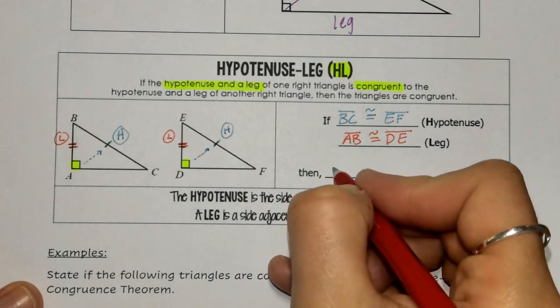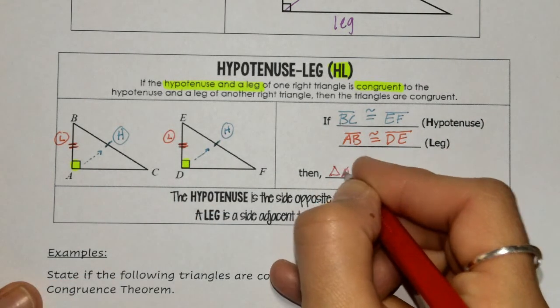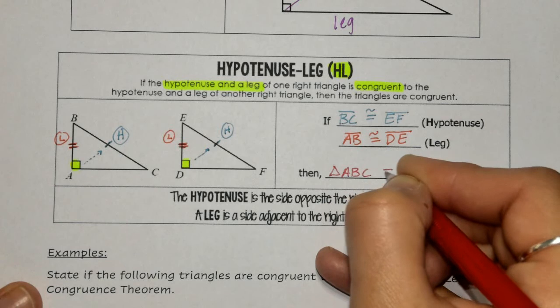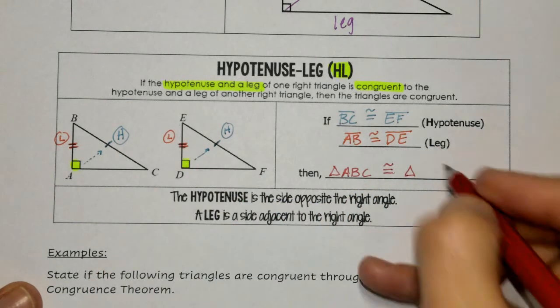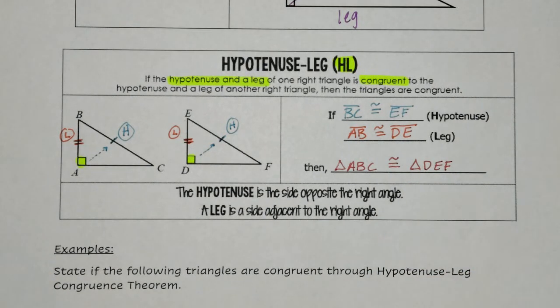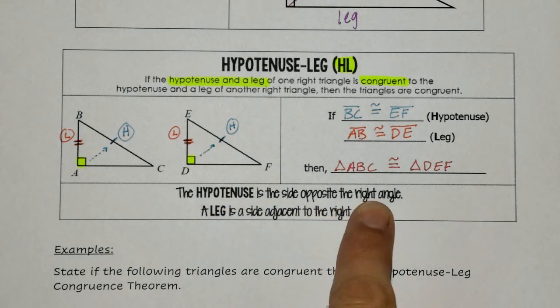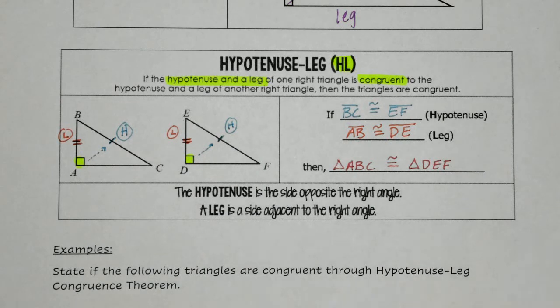So we'll say then triangle, we'll call this triangle ABC, is congruent to triangle DEF. Simple enough with your hypotenuse leg, okay? And down here again, saying exactly what I just said, your hypotenuse is the opposite side of the right angle, and then your leg is going to be adjacent, next to. We need to make sure that we're getting used to those words, our vocabulary. Your leg is going to be adjacent to the right angle.